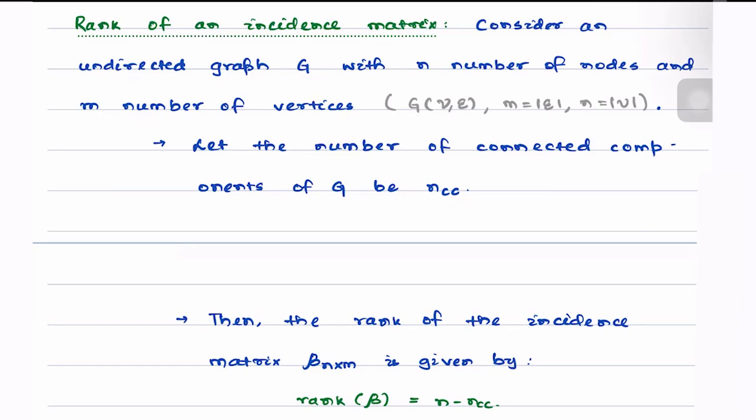Meaning, we can just look at the undirected graph which is given to us, see how many connected components it has. If the graph is connected, then the number of connected components is simply 1. If it is disconnected, then we know that there's more than one connected component. Just by using this information, without even constructing the incidence matrix, we can directly comment on its rank. So let's look at a proof of this result. The proof is actually quite straightforward.